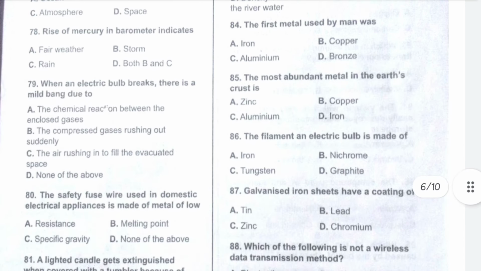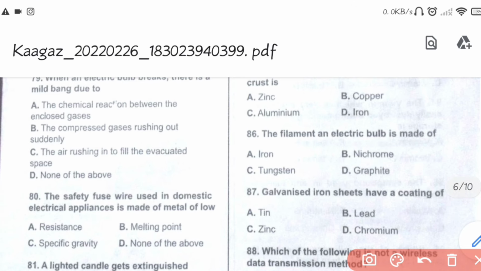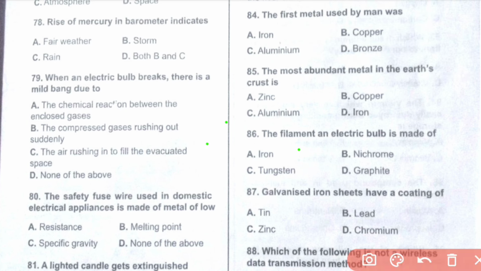Okay, 78. Rise of mercury in barometer indicates fair weather. A. 79. When an electric bulb breaks, there is a mild bang due to the air rushing in to fill the evacuated space. C is the correct answer.